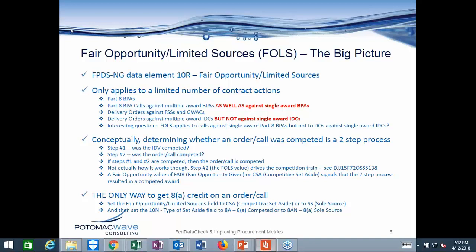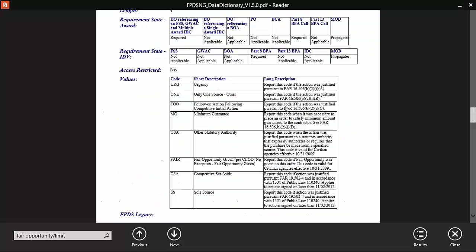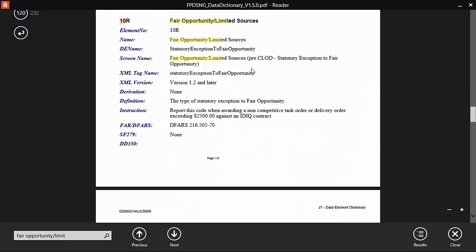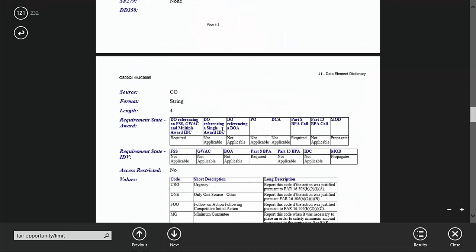So you can see that in the data dictionary here. Fair opportunity limited sources, if I come down to the requirement state, if it's a delivery order referencing a federal supply schedule, a GWAC, or a multiple award IDC, then it's going to have to be filled in. But if it's a delivery order referencing a single award IDC, there's only one vendor who could possibly bid on the order. It's left blank. You can't fill it in.